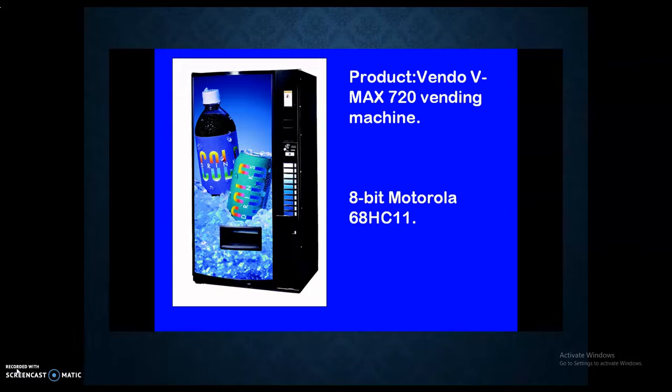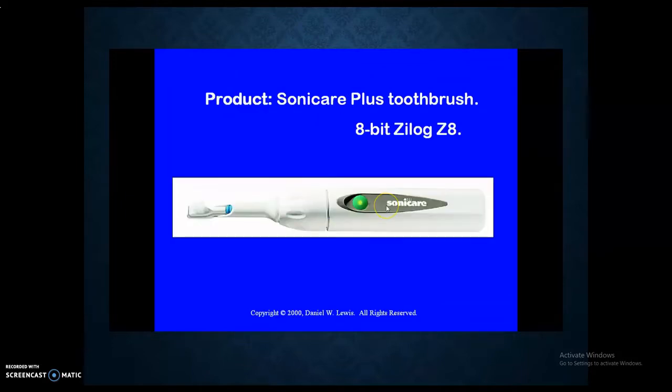Now we can see the coin vending machine. That vending machine receives the coin, and it reads the coin value, and accordingly it dispenses some cold drinks or drinks. So it is based on the 8-bit Motorola 68HC11. And next we are coming to the automatic toothbrush. The main microcontroller used is 8-bit Zilog Z8.